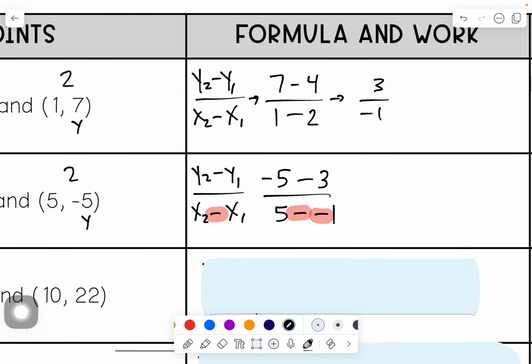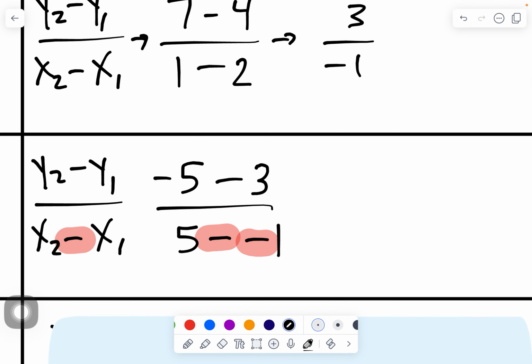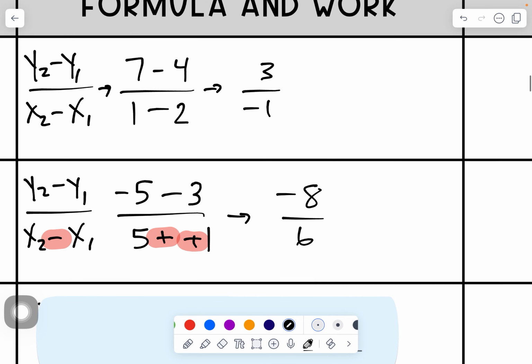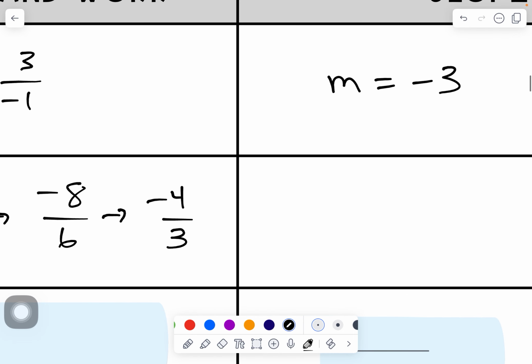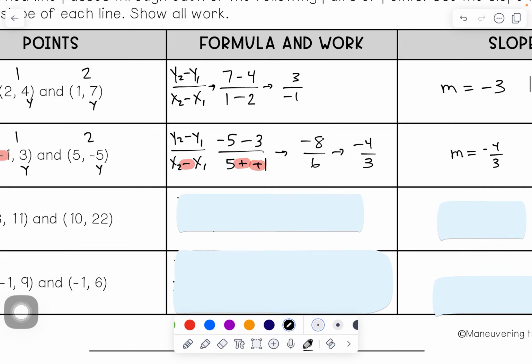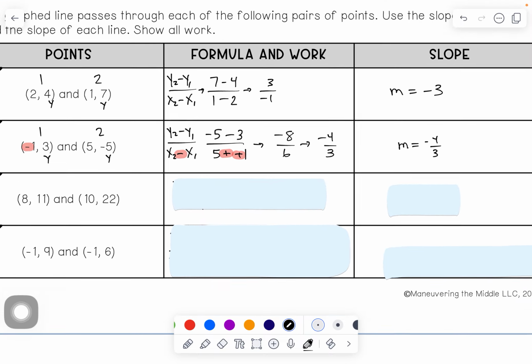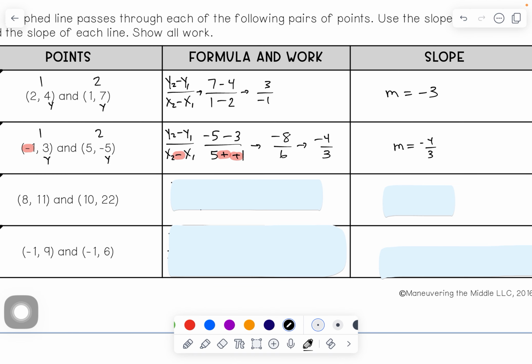All right, so when I actually perform this operation, -5 minus 3 gives me -8. 5 minus a -1 ends up being adding a positive, which gives me 6. I want to observe, can my slope be reduced? In this case, they're both even numbers, so it certainly can. This reduces to -4/3. So my answer is -4/3. I want you to take a minute and pause and go ahead and see if you can find the slopes of these next two problems.